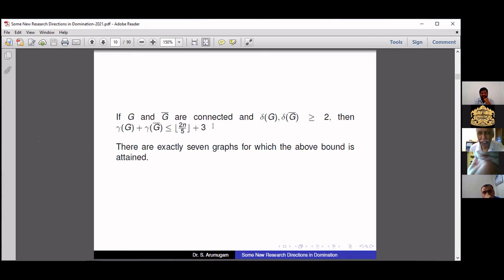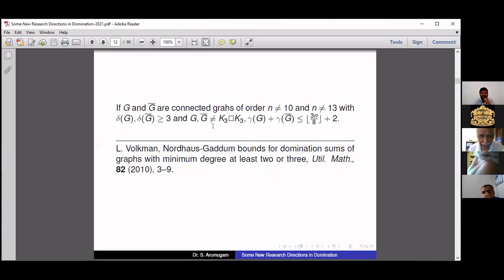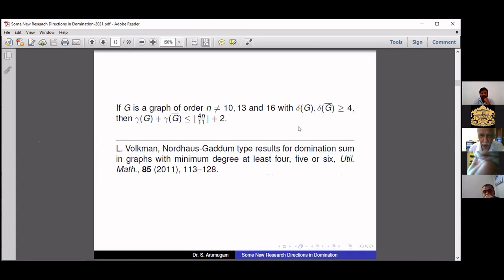Then we asked, if both are greater than or equal to 3, will it still improve? Yes, people showed that if both are greater than or equal to 3, it is 3n by 8 plus 2. It still came down. Then people went further. Suppose both are greater than or equal to 4, it comes to 4n by 11 plus 2.